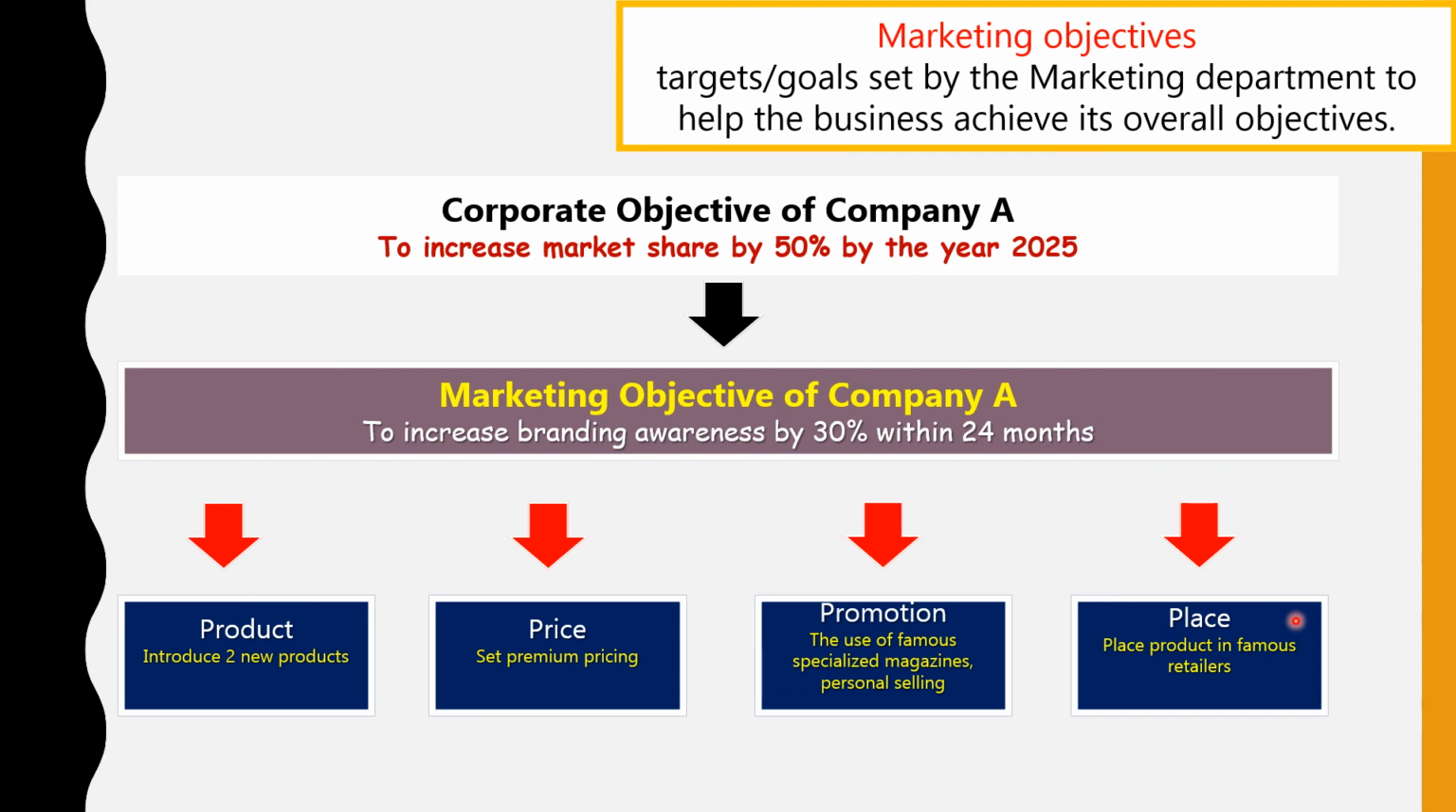So these are all examples of how a marketing objective of a company can be achieved, all right? And when the marketing objective is met, then the corporate objective would somehow also be met. Okay, and the marketing objectives can be met by looking at the 4 important elements of any marketing objective. All right, the product, the price, the promotion, and the place.